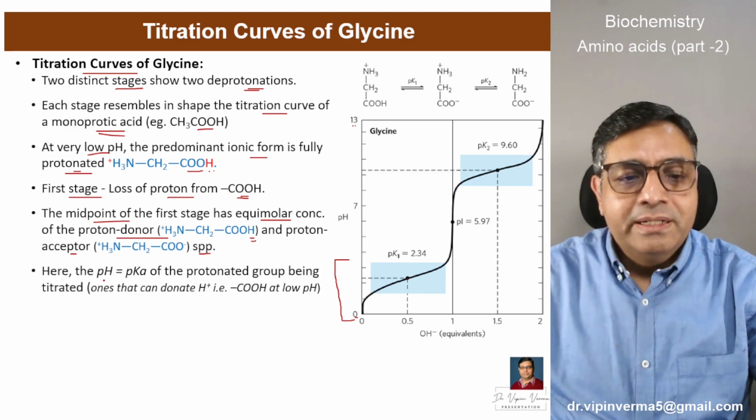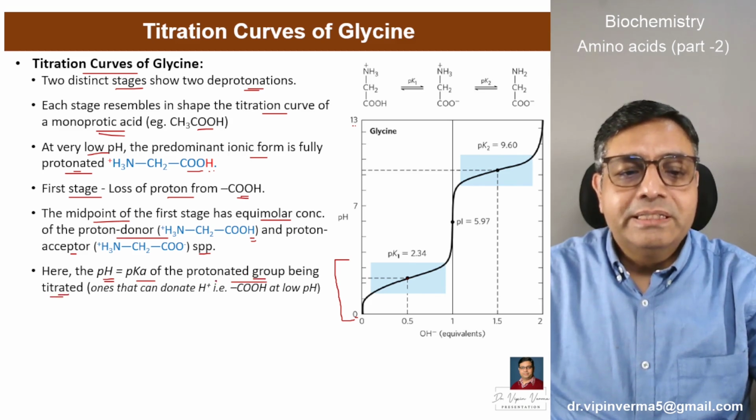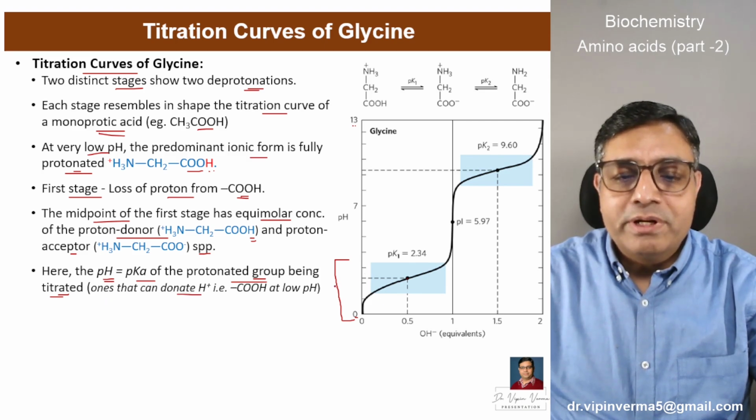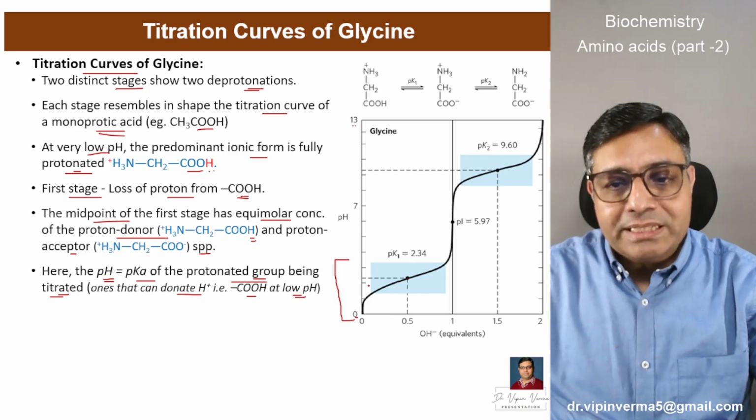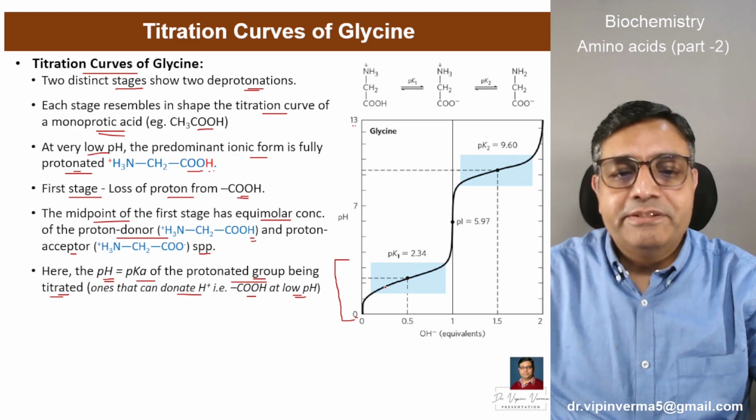Here the pH will be equal to the pKa of the protonated group which is being titrated. Now, what is the protonated group being titrated? The one which can donate a proton, and in this particular case it is the carboxylic group at the low pH. Understood? So that's how the first stage is defined.